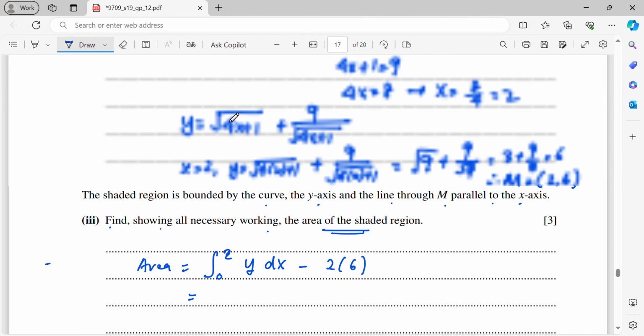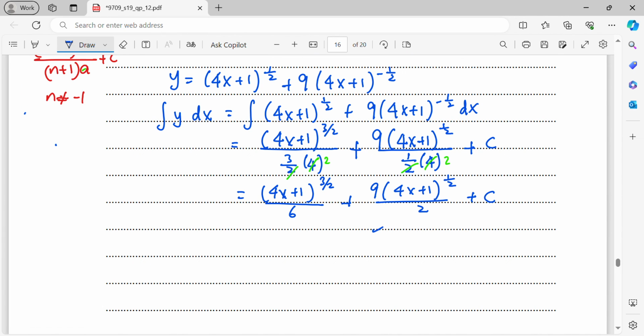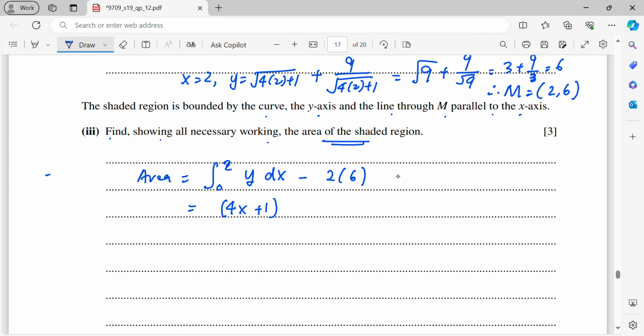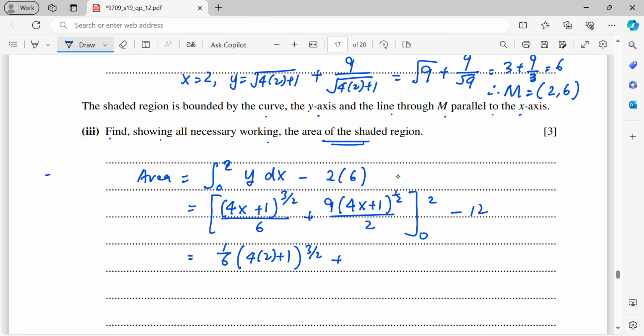So now my integration is already done, which is this expression. I will copy this and add on the limits. When you copy this, do not copy the plus c, because with limits we do not write plus c. So I will write (4x plus 1) to the power of 3 over 2, over 6, plus 9 times (4x plus 1) to the power of half, over 2. I get it from the first part. Then minus 12. Now replace the x by 2. So I will factorize the 1 over 6: 1 over 6 times (4 times 2 plus 1) to the power of 3 over 2, plus 9 over 2 times (4 times 2 plus 1) to the power of half, minus when the x is replaced by 0. Okay, substitute 0.